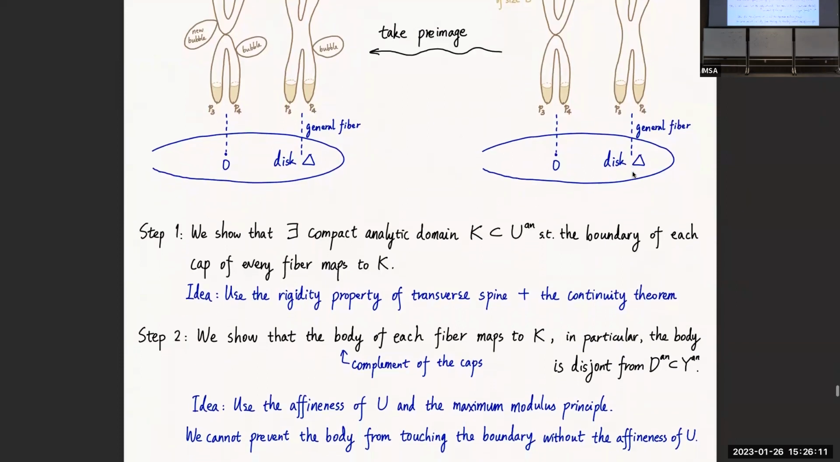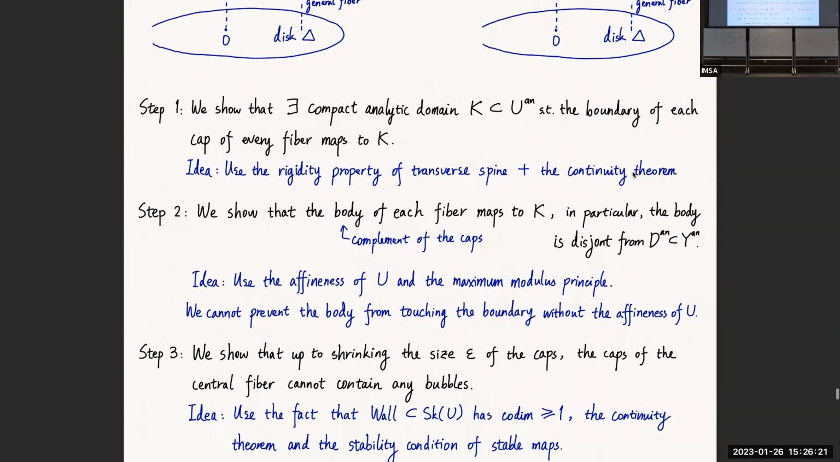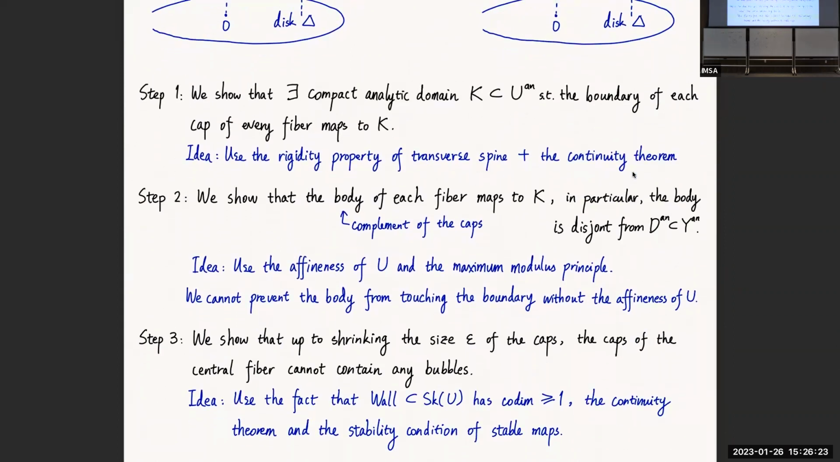And then by the maximum modulus principle, we can show that this controls the body to lie in this compact domain K. And finally, we show that there will be no bubbles at the caps as well.